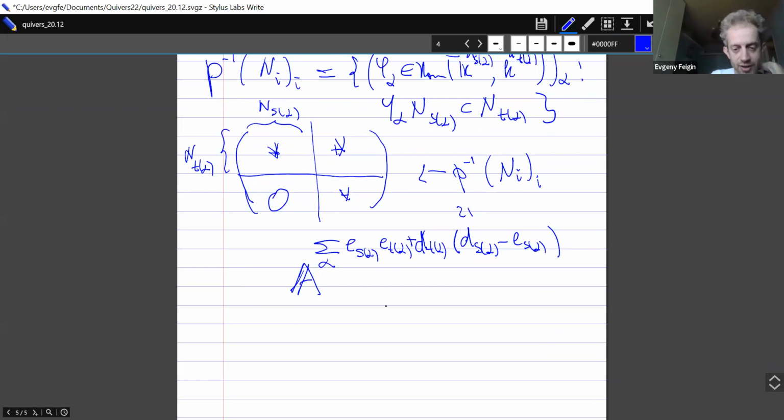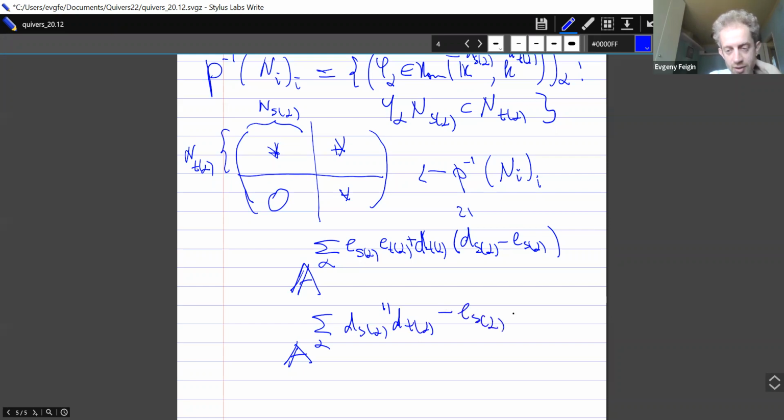Okay, so another way to write it is the sum over alpha of d_s of alpha times d_t of alpha minus e_s of alpha times e_t of alpha. Andrei suggested to write it as a sum of two things, the upper left block and the right block. And another way is to write it as a difference of the whole matrix and the lower left block.